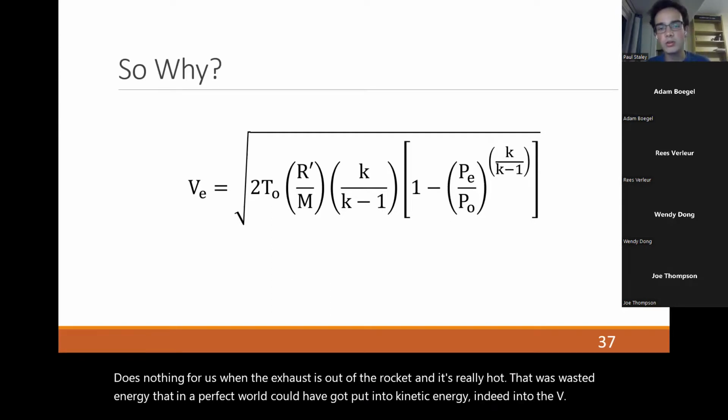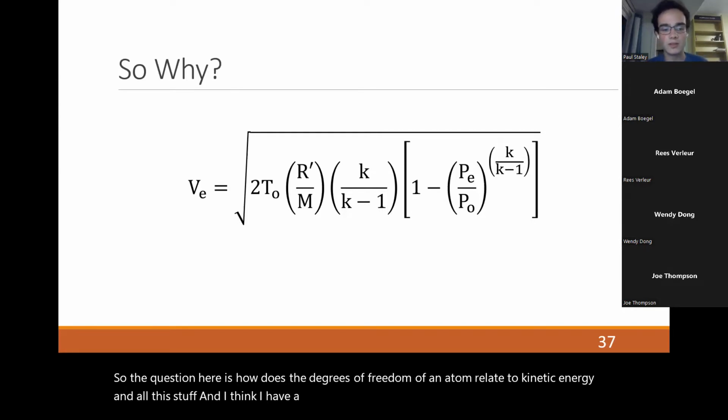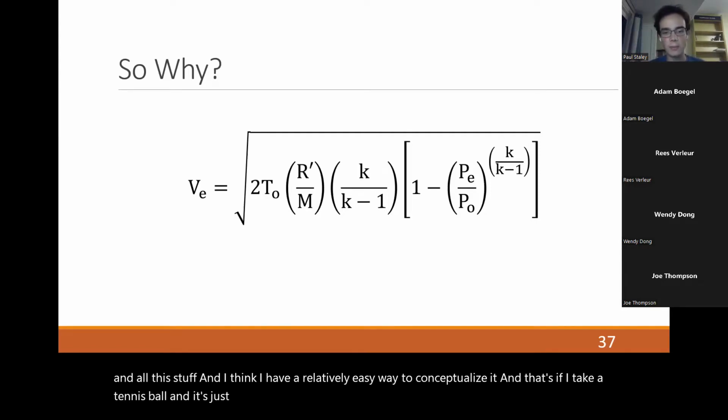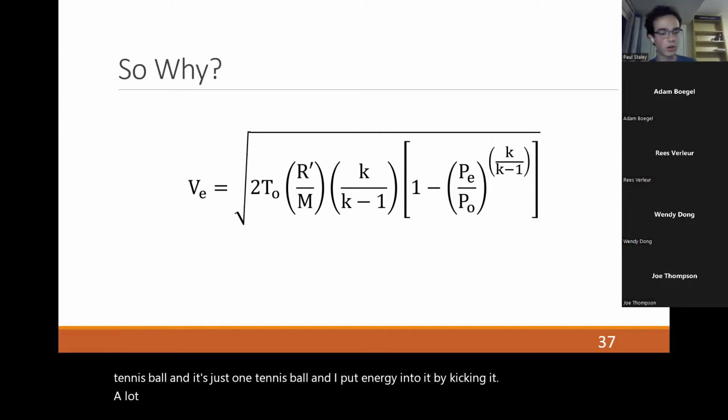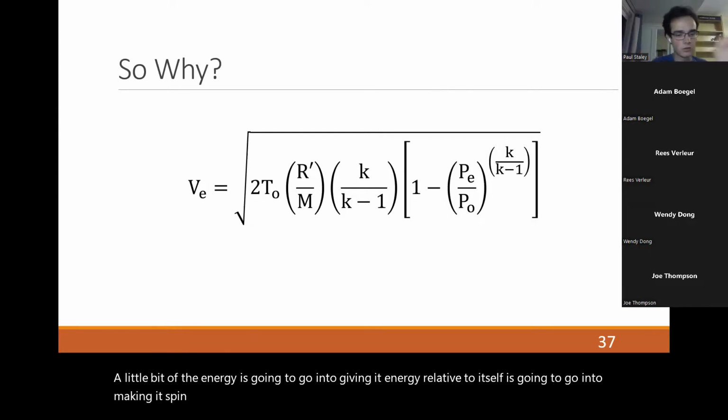So the question here is, how do the degrees of freedom of an atom relate to kinetic energy and all this stuff? And I think I have a relatively easy way to conceptualize it. If I take a tennis ball, and it's just one tennis ball, and I put energy into it by kicking it, a lot of the energy is going to go into making the tennis ball go fast and far. A little bit of the energy is going to go into giving it energy relative to itself, going into making it spin around.